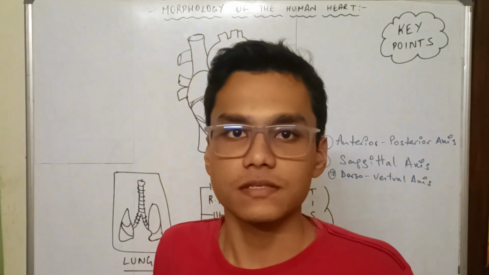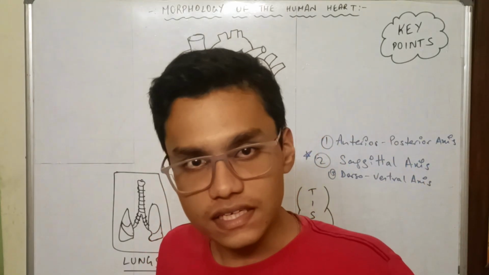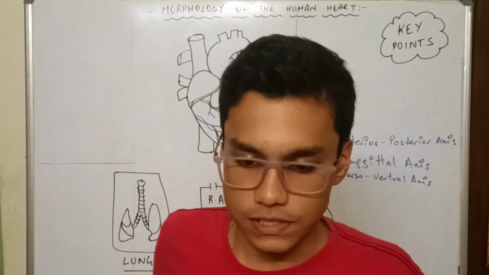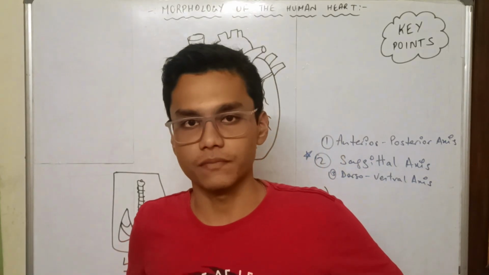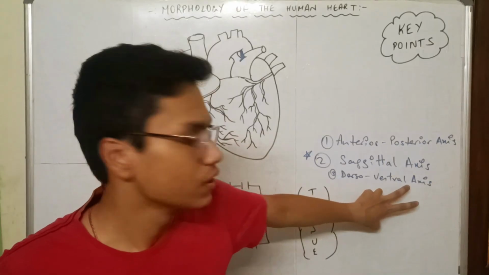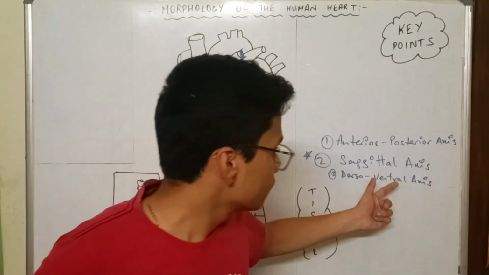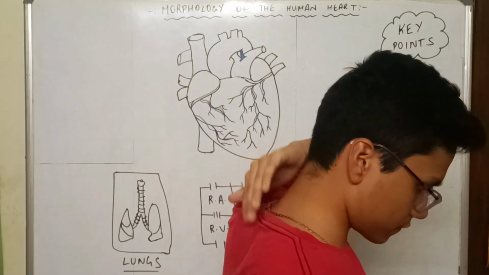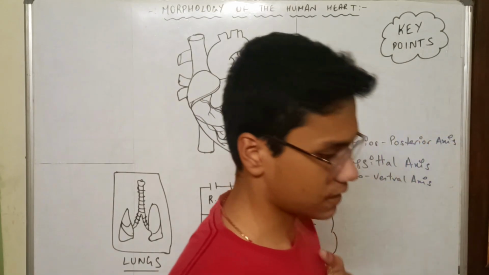Anteriorly, it is placed above the diaphragm, and it is placed dorsoventrally. Dorsal and ventral. Dorsal means related towards the back. This area of the human side is the dorsal side, and this area is the ventral side.